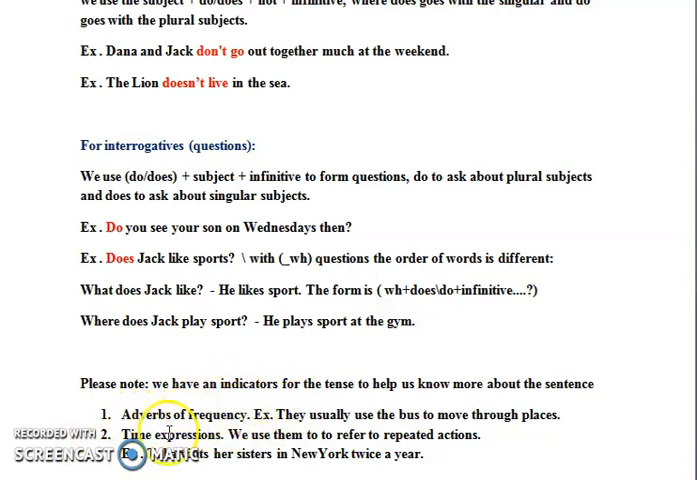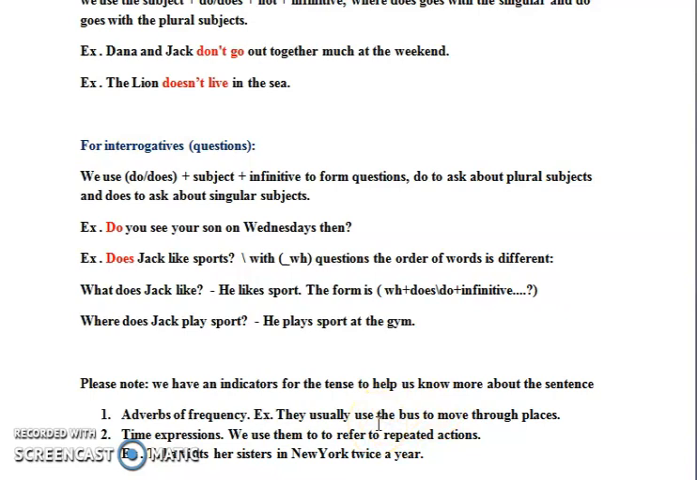First, adverbs of frequency. The warming up for the present simple started with this topic. So adverbs of frequency, for example: they usually use the bus to move through places. We have the word usually here in order to know that we are talking about present simple. So usually here is not just an adverb, it's the indicator of the present simple tense in this sentence. They usually use the bus to move through places. So it's like a routine. Their routine and lifestyle is to use the bus to move through places.